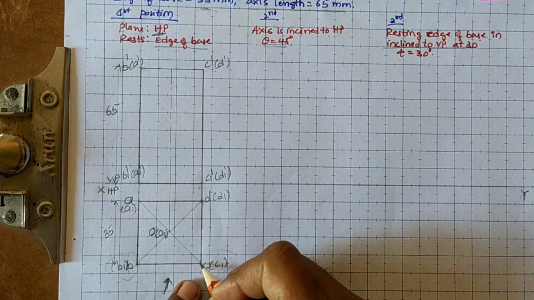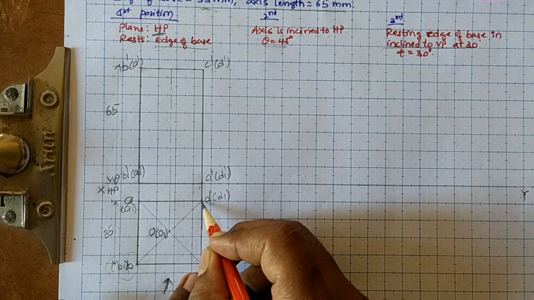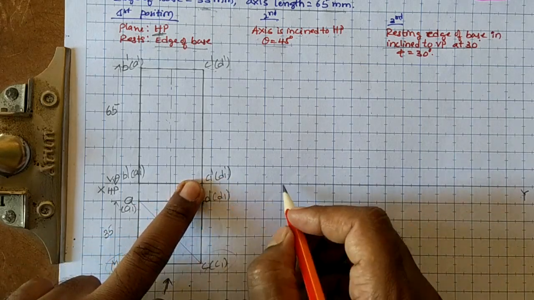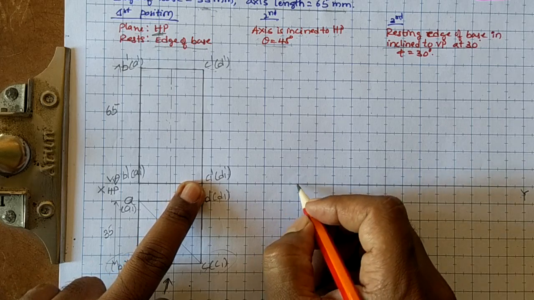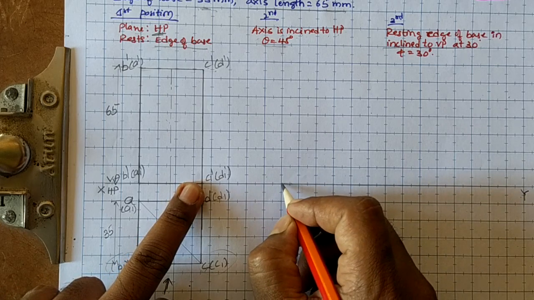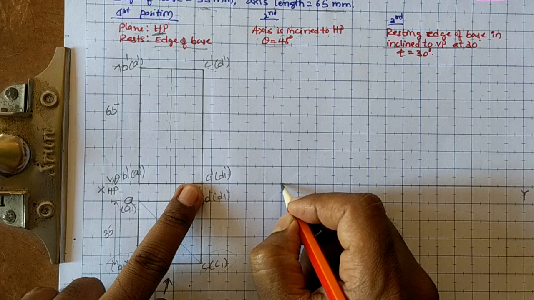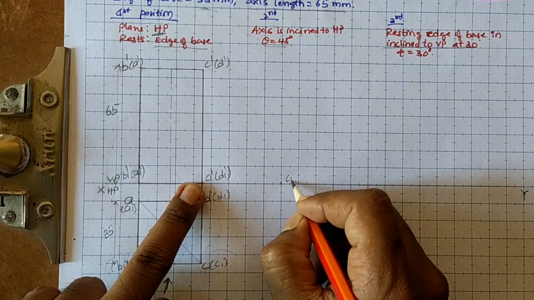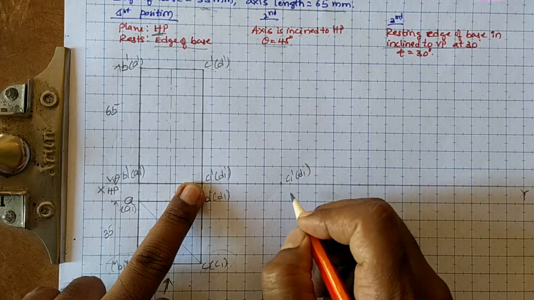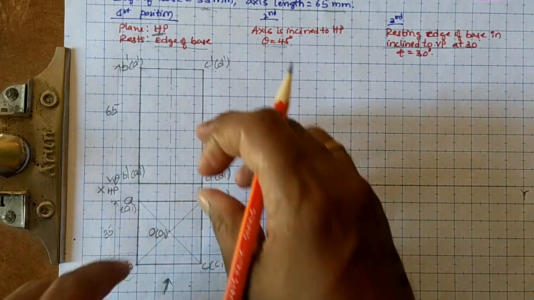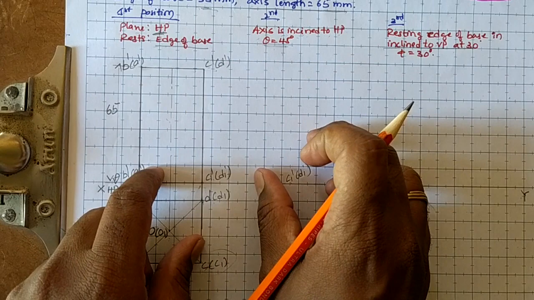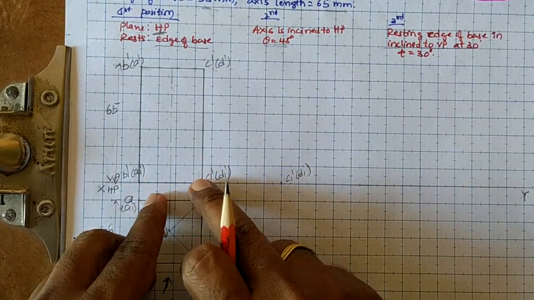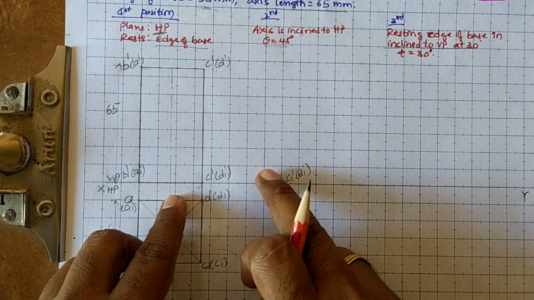This is the resting edge in the top view. This is the edge, that is nothing but the front view. This point is the resting point or resting edge. Just mark it here, anywhere here. Mark it as the resting point. What is that? C1 dash D1 dash.